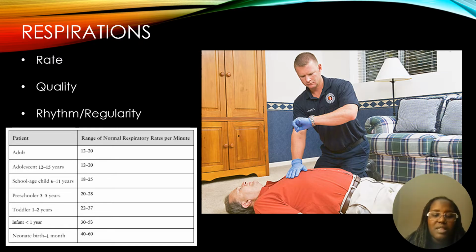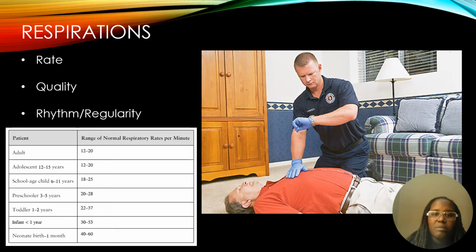The main things we're looking at with respiration are our rate, our quality, our rhythm, and regularity. So for rate, as you can see on this slide, there are different rates for the different age groups. Make sure that you're familiar with this whenever you're going over this in your book. But for rate, we're looking at how many breaths my patient is taking in 1 minute. So I'm going to count breaths for about 30 seconds, and then I'm going to multiply that by 2. So a patient that breathes 10 times in 30 seconds is going to be a respiratory rate of 20.